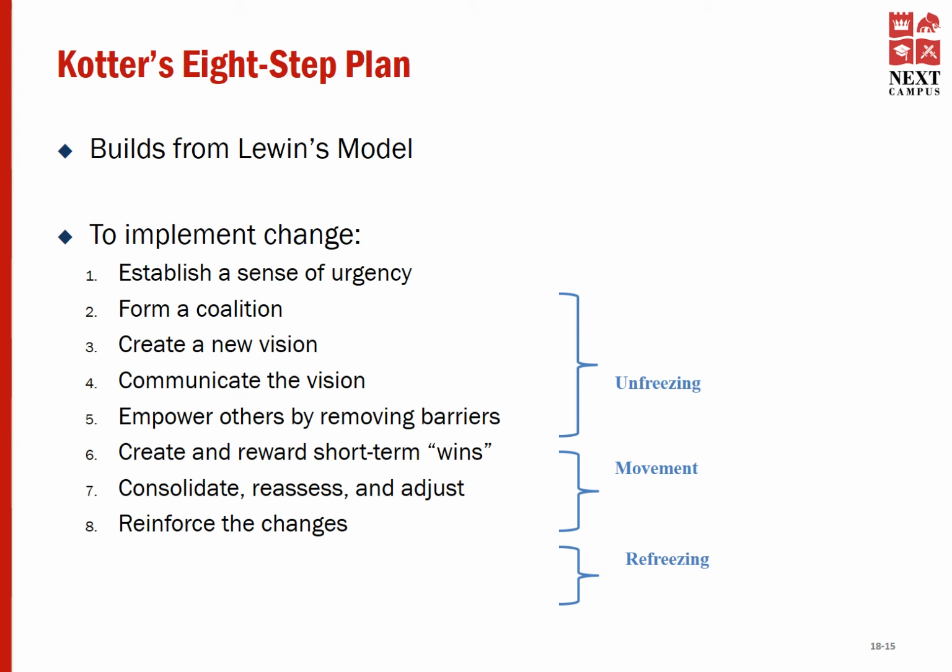Kotter also offers a model to look at change that builds on the initial ideas of Lewin. He sets the following 8 steps, which are primarily based on the 3 stages proposed by Lewin, which are unfreezing, movement, and refreezing. Let's have a look at what these 8 steps proposed by Kotter are.